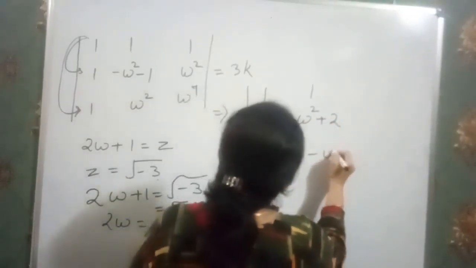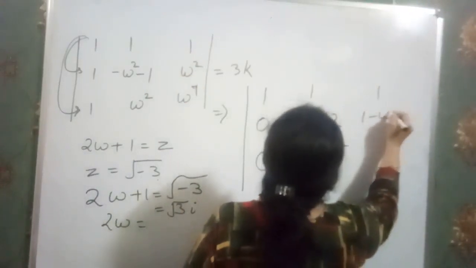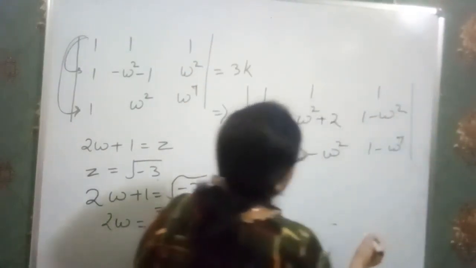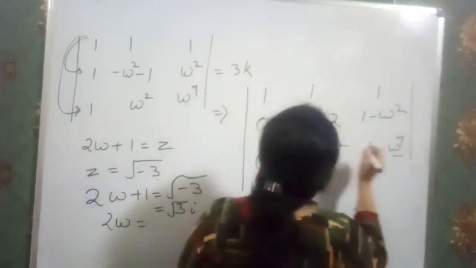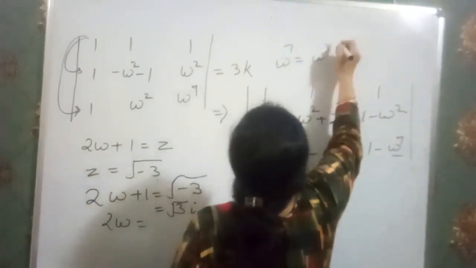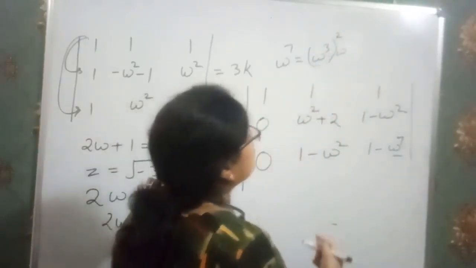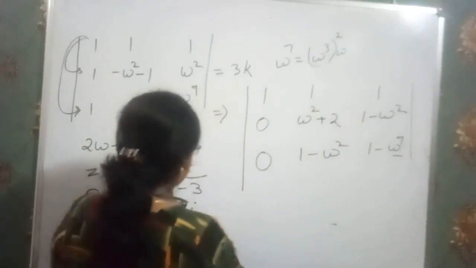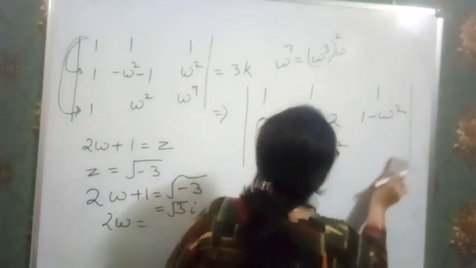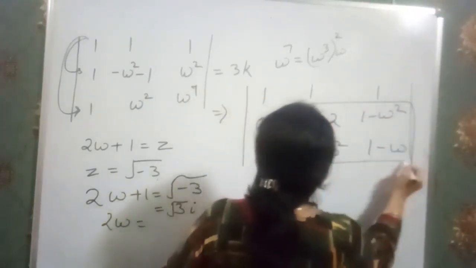Now here we have 1 minus omega square and 1 minus omega 7. Clear? What is omega 7? What we write as omega 7 means omega cube dot omega square into omega. That means we are left with omega, as we know omega cube is equal to 1. So what we have now, here we have only minus omega. Clear? Now we have to solve this only. Clear? Because all the remaining terms are 0.